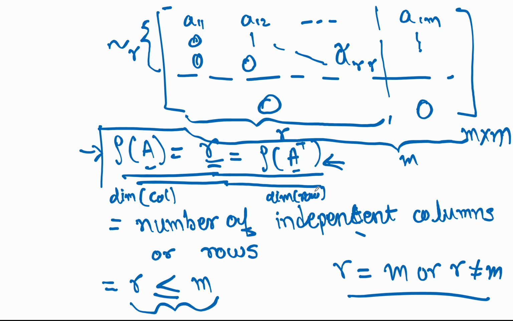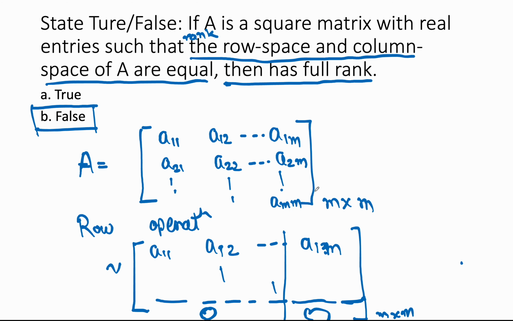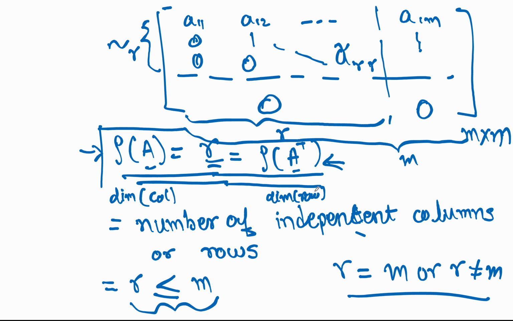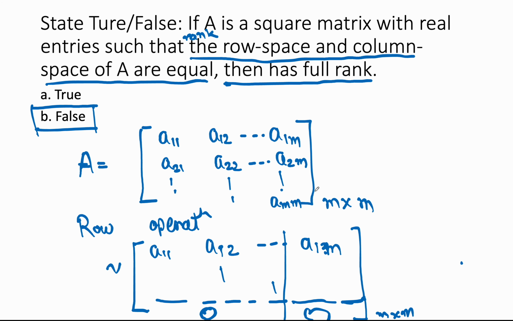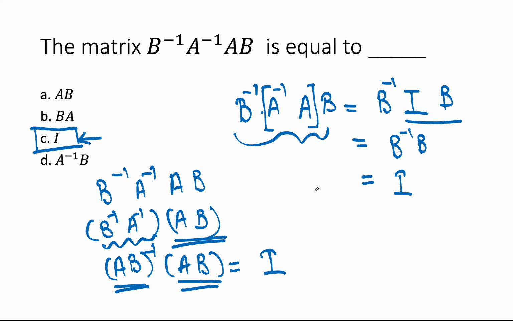So both will be the same, but this rank need not be equal to m, and it will always be less than or equal to m, which is the dimension of the whole matrix. So if the matrix is an m by m matrix, then the rank will always be less than or equal to m. The dimensions of the row and column space will always be equal. There is no special condition given in the question, so we cannot conclude that it is full rank. So that's why this statement was false.